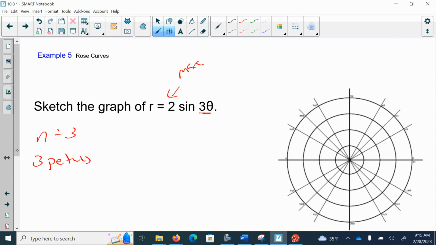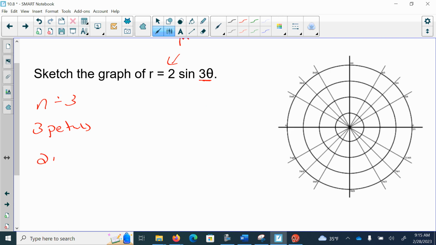If I want to figure out how far apart they are, I'm going to take 2 pi and divide it by 3. Can't really do anything with that. 360 degrees divided by 3, and I see that I'm going to have 120 degrees between the petals, or 2 pi over 3 radians. The most that this is going to be is when the sine of 3x is equal to 1. So we did say my max was 2. That's going to happen when the sine of x is equal to 1.